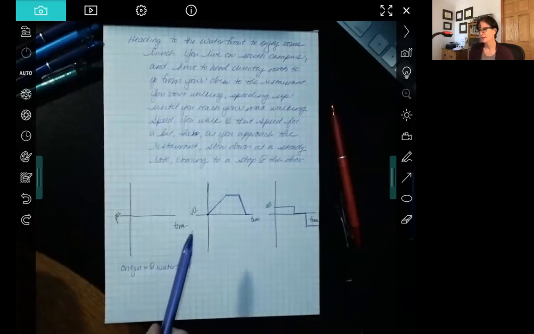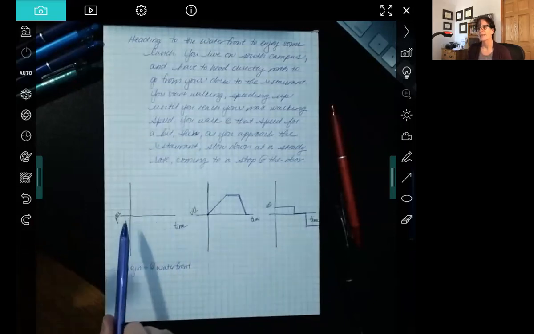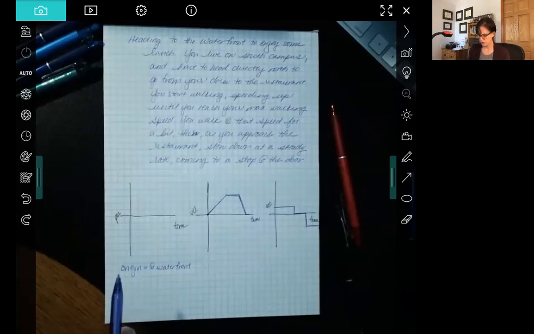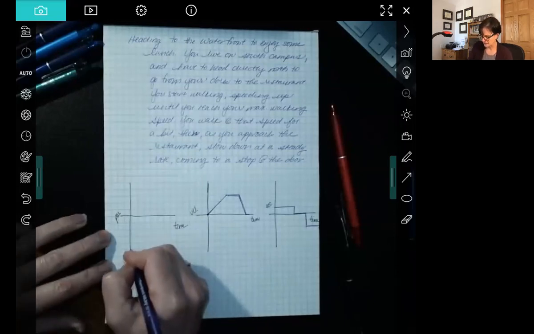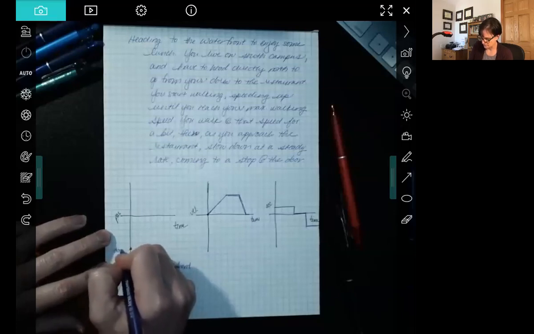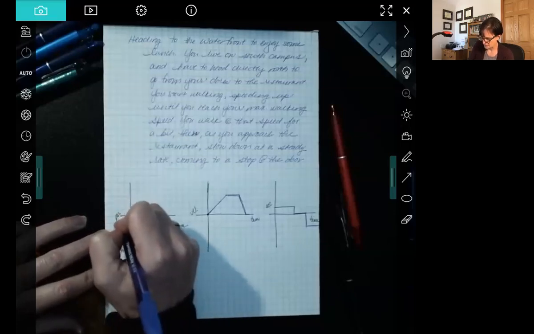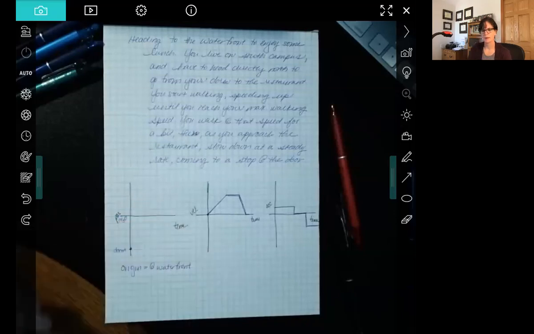So if the origin is at the waterfront, then I am starting at my dorm south of the origin. So I'm somewhere in the negative world. Let's just say I'm here. This would be my dorm, and this would be the waterfront. And I'm going to abbreviate that H2O.